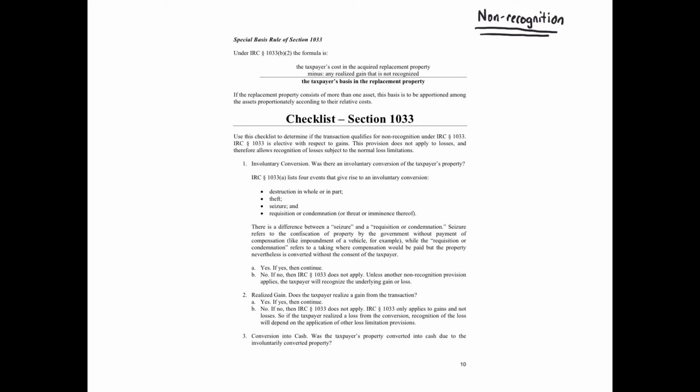Okay, so non-recognition rule, deferral. The deferral comes through the basis. So Section 1033 actually provides a basis rule that is the shortcut method.